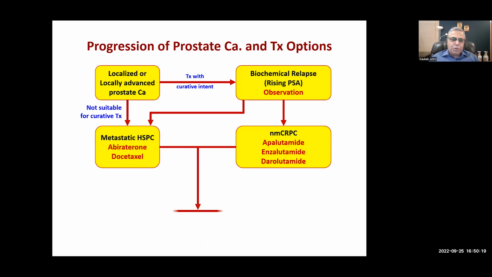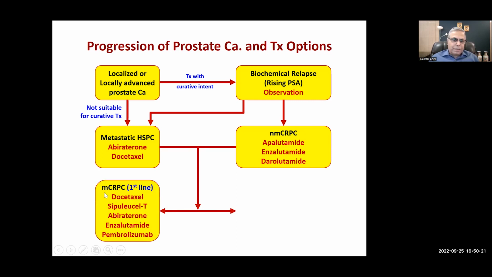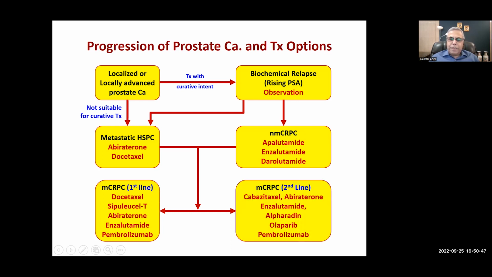Okay. Now we go on to the next level. This metastatic cancer: here it was hormone sensitive, but now we have got metastatic castrate resistant. It is not hormone sensitive. It is growing without testosterone. Then our choices are docetaxel, sipuleucel T, abiraterone, enzalutamide, pembrolizumab. Okay, these are the drugs that we have.